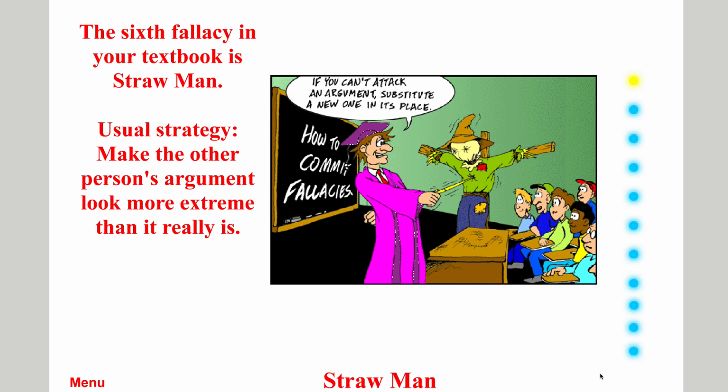The usual strategy is to make the person's argument look more extreme than it really is. This person supports less taxes for the wealthy, therefore, he's a right-wing hatchet man, blah, blah, blah. Or this person supports higher taxes on the wealthy. Next thing you know, we'll be confiscating the property of the rich, and we'll be a full communist society. Do you see how those two arguments have nothing to do with an argument for or against that kind of taxation, but in fact go to the extremes?